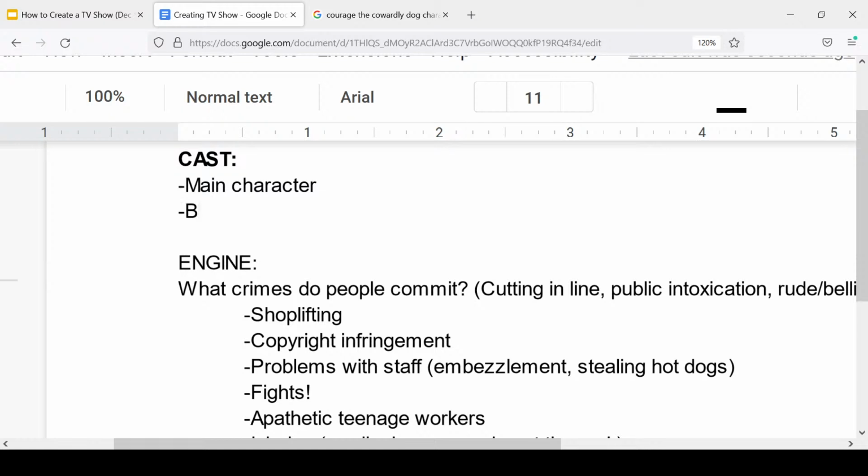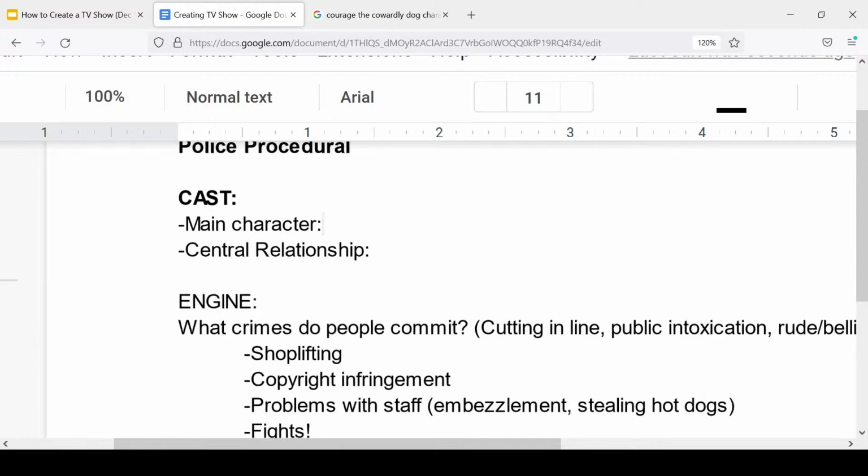Often the main character will have a sort of best friend, or I'll just say central relationship, because it can be a best friend, it might be a parent or mentor. In a show like this, often the main character is going to either be a fish out of water who's just now joining this job, or they're going to be the one in charge of it.